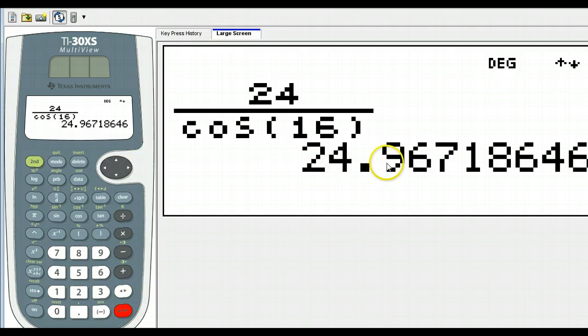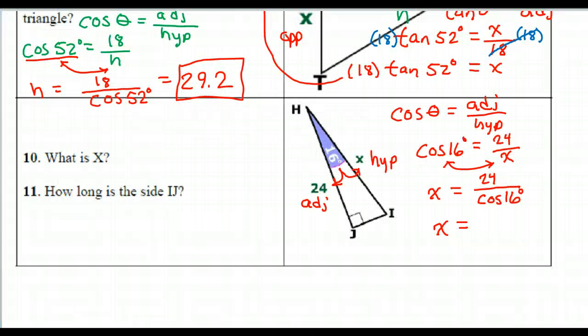All right, that's 24.96. That's going to round up. But when you round up a 9, that's going to affect this. So this is going to become 25.0. Okay, so that's x.